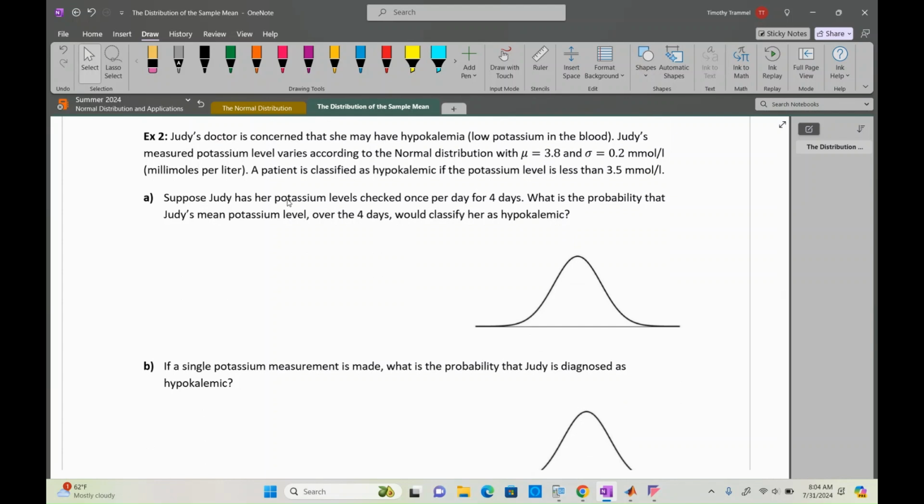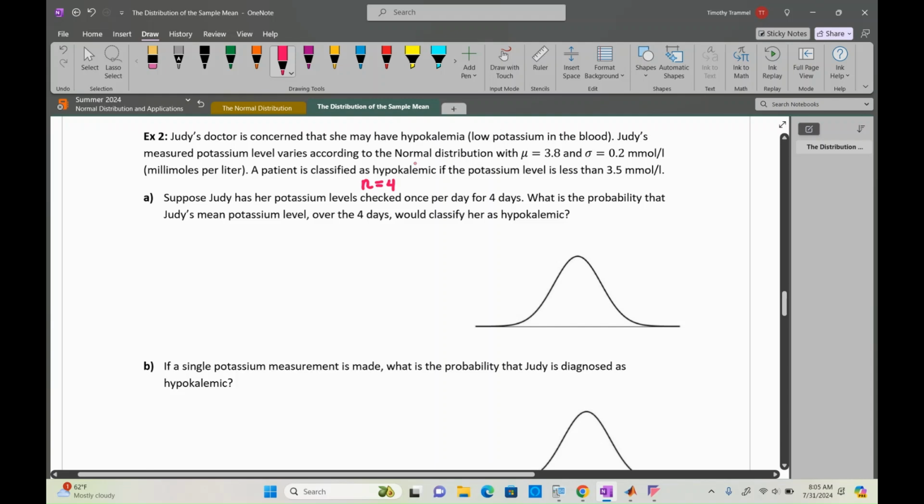But in order to make sure that this doesn't happen, we're instead going to take 4 samples of Judy's potassium levels. We're going to measure it once every day for 4 days. And what we want to do is answer this question here in A, which is what is the probability that Judy's mean potassium level over the 4 days would classify her as hypokalemic? So we are working with samples of size 4. I want to emphasize that. Maybe I'll write n equals 4 up here.